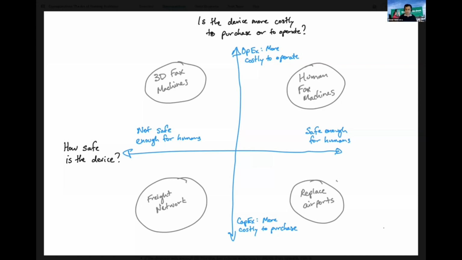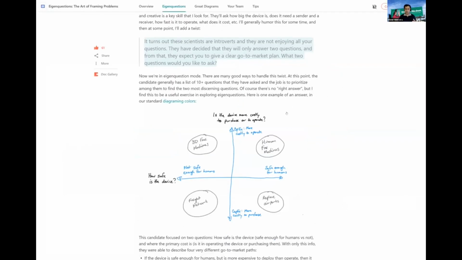But if they're expensive to create, but not expensive to operate, then we should run them like airports. We can only set up a few of them, but we should set them up in very strategic locations and use them like airplanes. So you can get a sense for, with just these 2 questions, you can get a pretty good sense of where this heads.